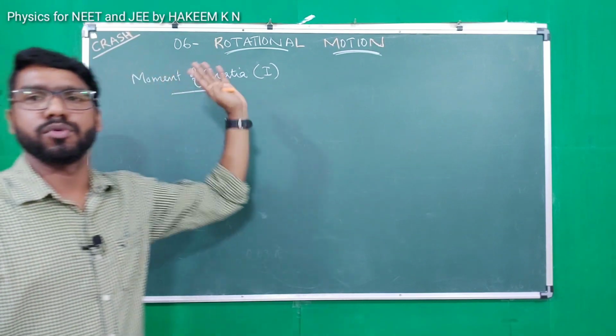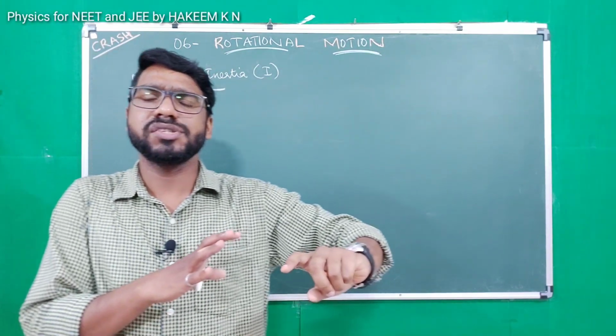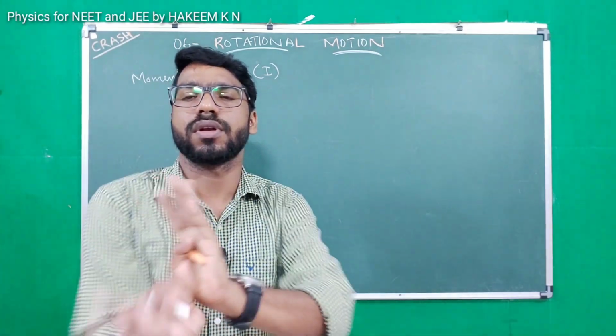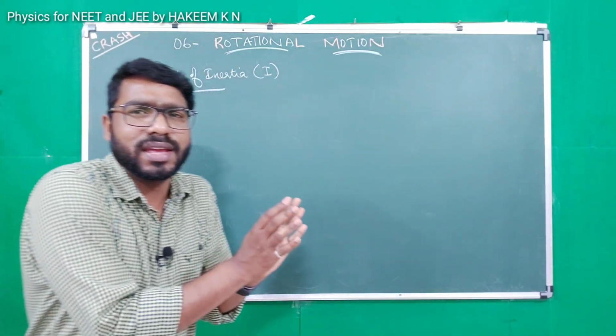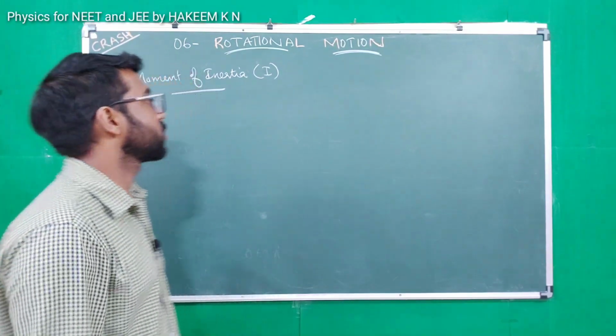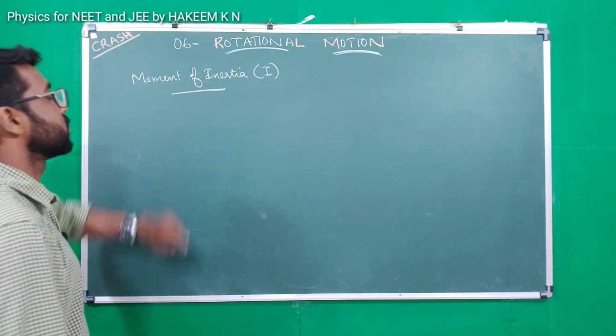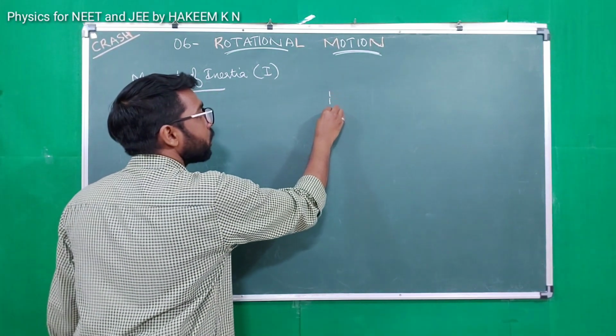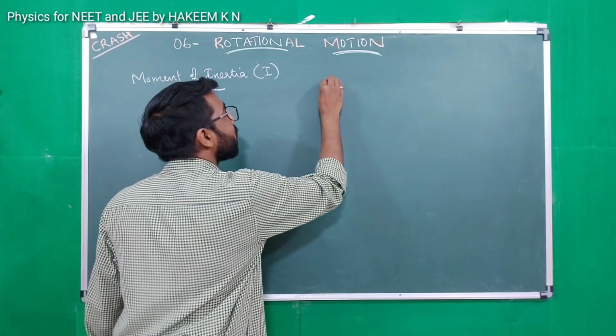Next, we are discussing moment of inertia. Moment of inertia actually does the role of mass in rotational motion. So we can say moment of inertia is the rotational analog of mass. To find moment of inertia, the body should be rotating.